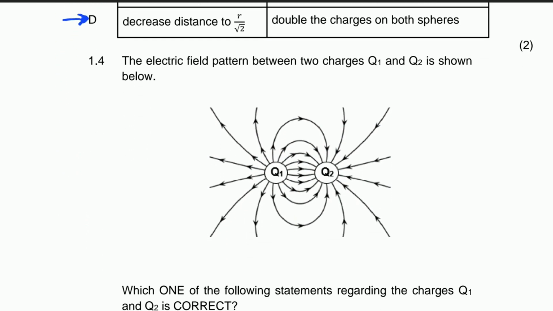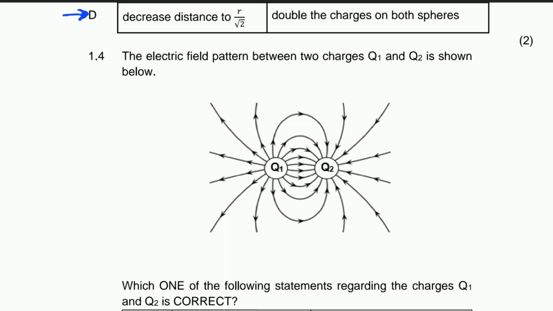The electrostatic field pattern between two charges Q1 and Q2 is shown below. Now, you have to remember that the electric field lines always start at the positive. So Q1 must be a positive charge. There's nothing to say there. And Q2 must be a negative charge. There is nothing to say, because by convention the electric field pattern between two charges is always going out in the positive and in the negative.